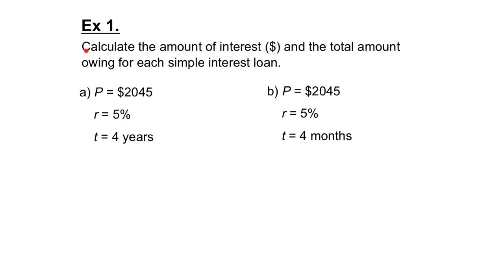Here's an example. Calculate the amount of interest and the total amount owing for each simple interest loan. So for this first loan and the second loan, we're borrowing the same amount of money. The annual interest rate is also the same. It's the amount of time that's different. Here it's 4 years, here it's 4 months. So see if you can figure out the amount of interest, I, and also the total amount owing, A, for each of these loans. Pause the video and try this on your own.